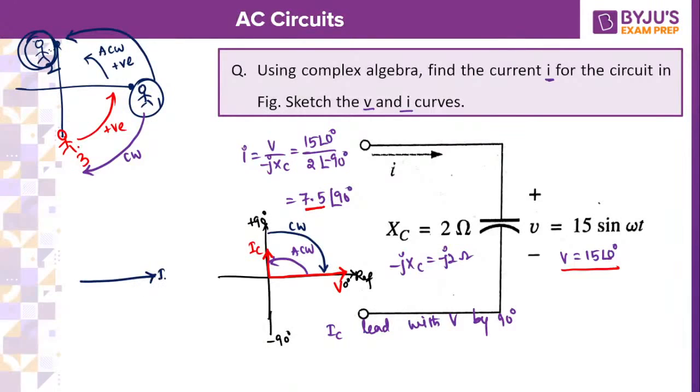VC leads the current when you take current as reference. Let me hide and show you. If I take current as reference, I have written in reverse, I think. Yeah, voltage should be here. So from the current, if you move here, I can write V lags the current. V lags the IC.